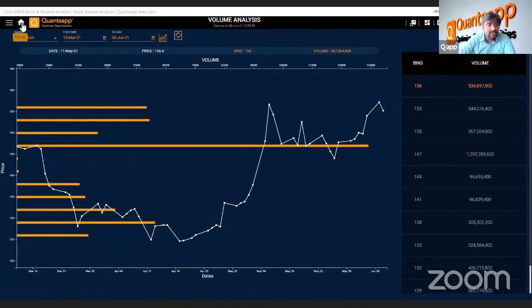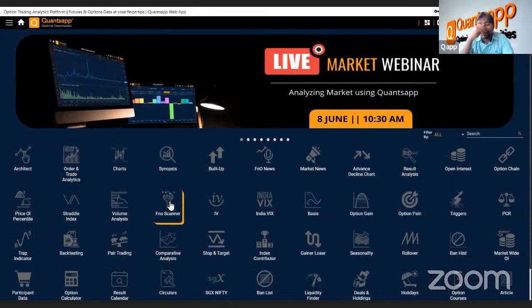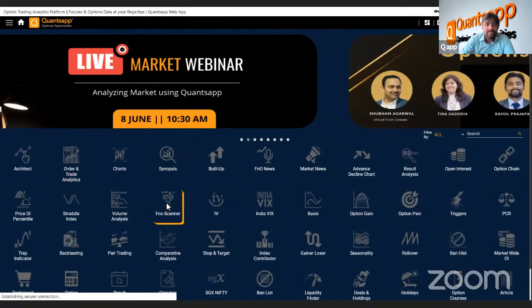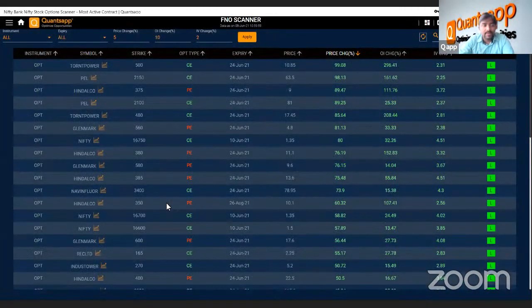Now let's try to change some values here and see what we get out of it. Price change, let's see something about 10%. Let's say we can approach by 100% if we have, and 3% for IV change.